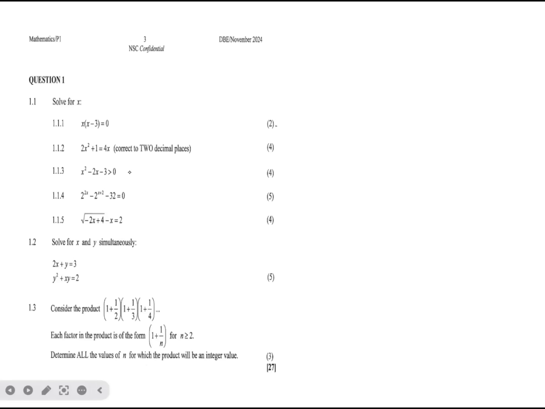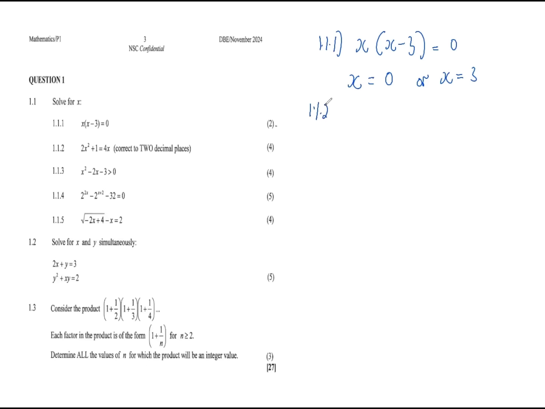So we have our 1.1.1 here, which is the most basic: solve for x, already in standard form. If we have a question like that, all we have to do is say x equals 0 or x equals 3. They're going to mark 1 for this and 1 for that, so that's your 2 marks there.